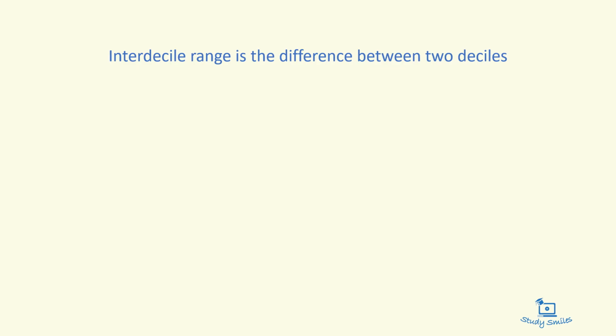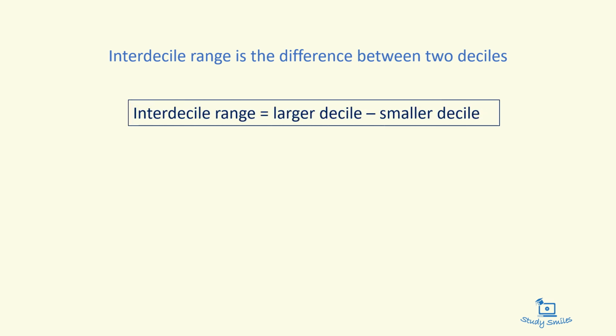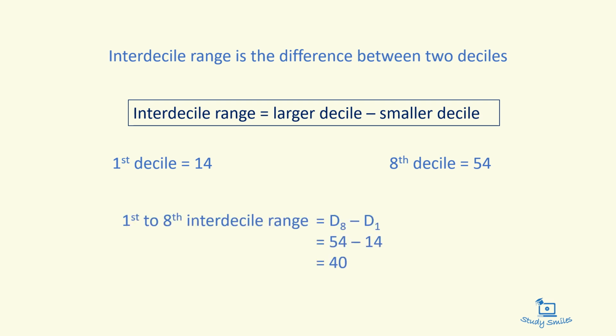We know that the interdecile range is the difference between two deciles, so we can calculate the interdecile range as the larger decile minus the smaller decile. We have the first decile as 14 and the 8th decile as 54. So the 1st to 8th interdecile range is 54 minus 14, so it's estimated to be 40.